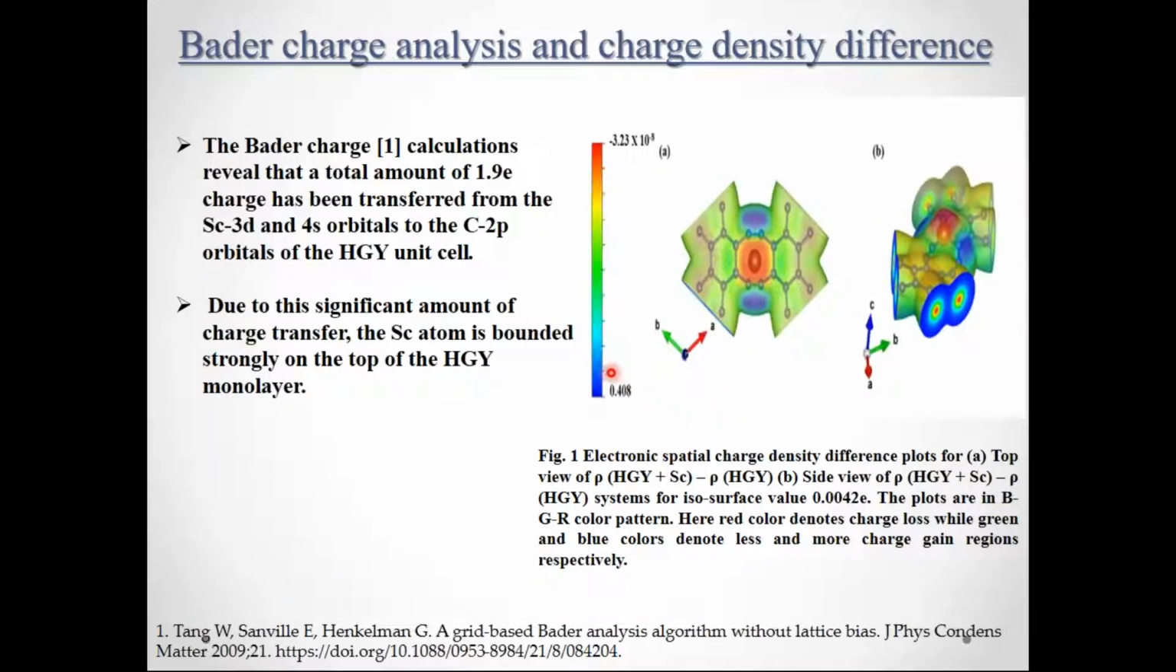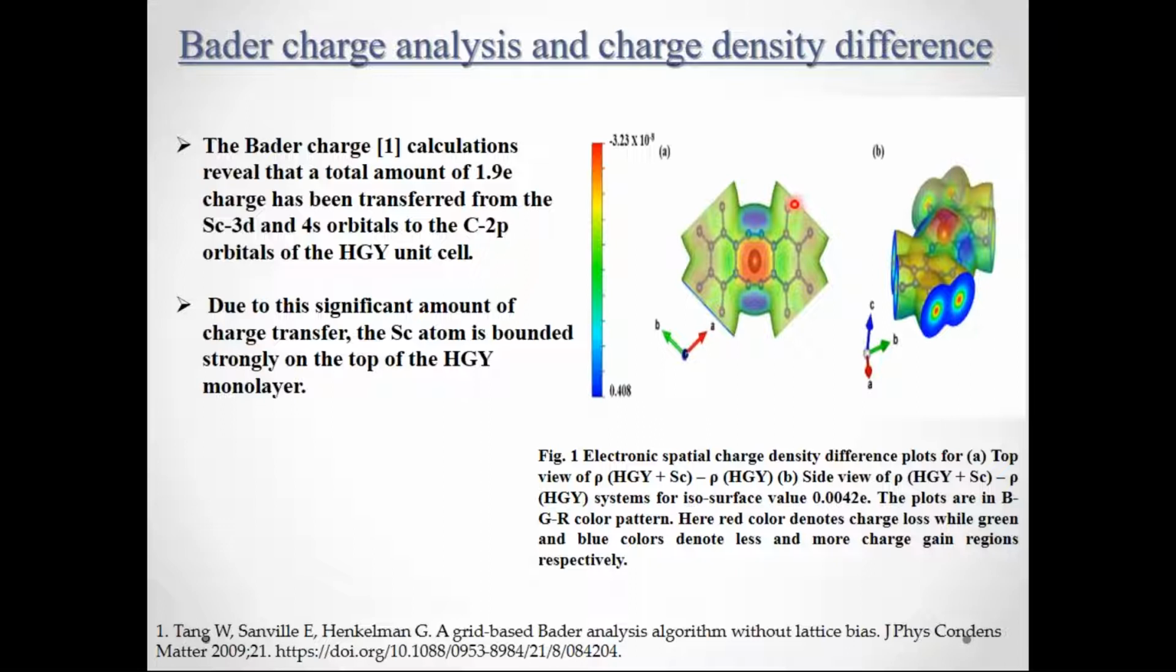Next, I have performed the Bader charge analysis and charge density difference plot calculations to quantify the charge transfer. From the Bader charge analysis, I have found that 1.9 electronic charge has been transferred from the scandium 3d and 4s orbitals to the carbon 2p orbitals of holey graphene. Due to this significant amount of charge transfer, these metals are bound very strongly with the holey graphene structure.